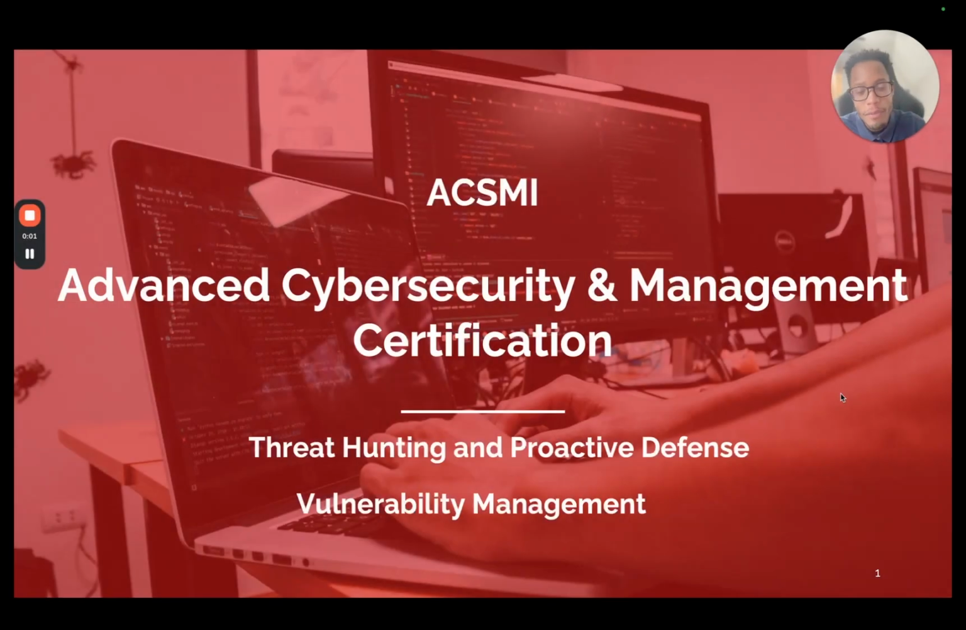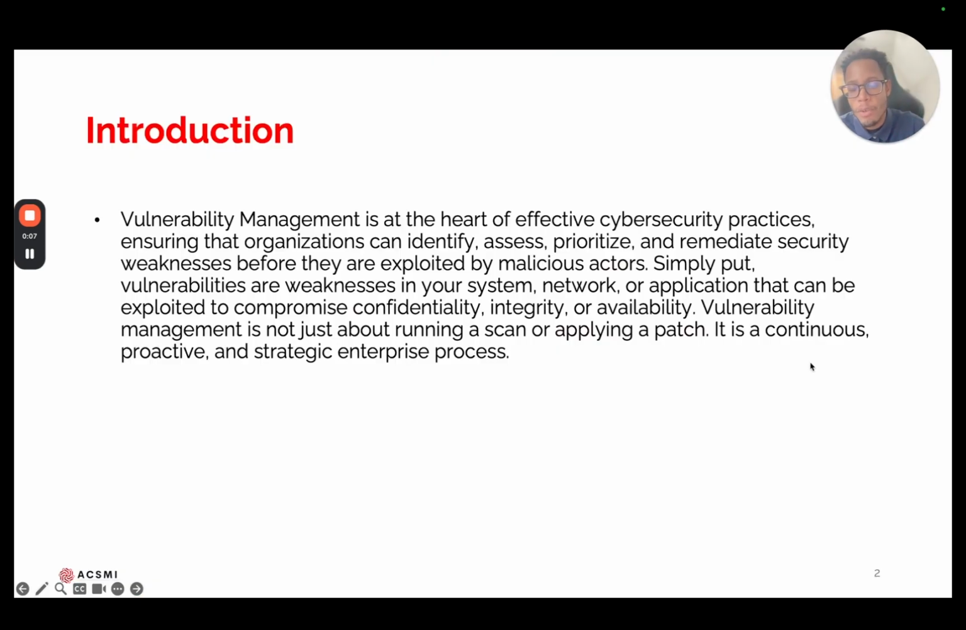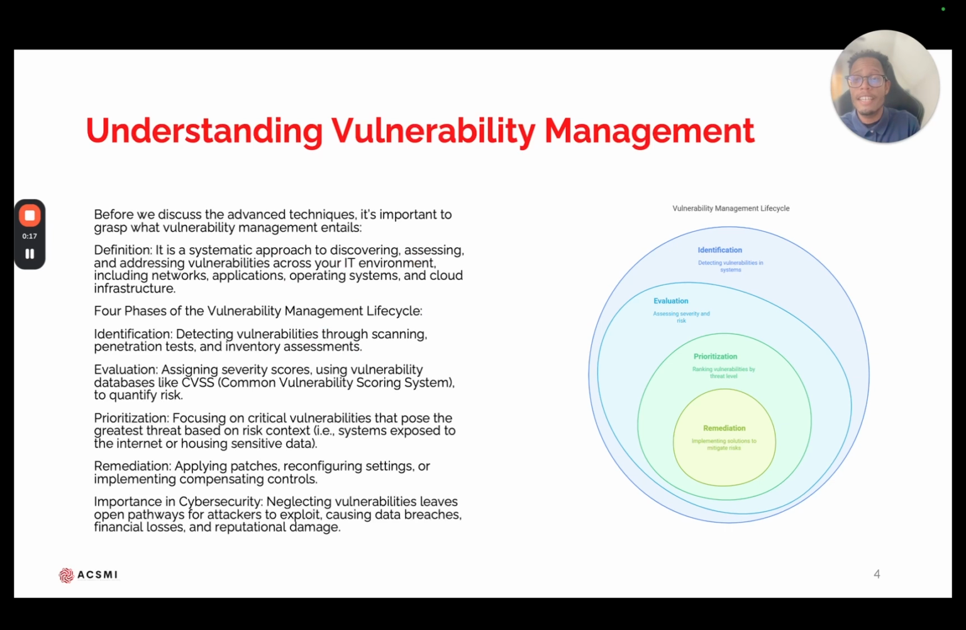Hello, how's it going? Today we're going to be talking about vulnerability management. We know that at the heart of effective cybersecurity best practice, we're going to be able to identify, assess, and prioritize different risks that are associated with the organization. Because understanding what vulnerability management is the best way to mitigate what we need to mitigate, but also highlight some of the things that we're doing really, really well.